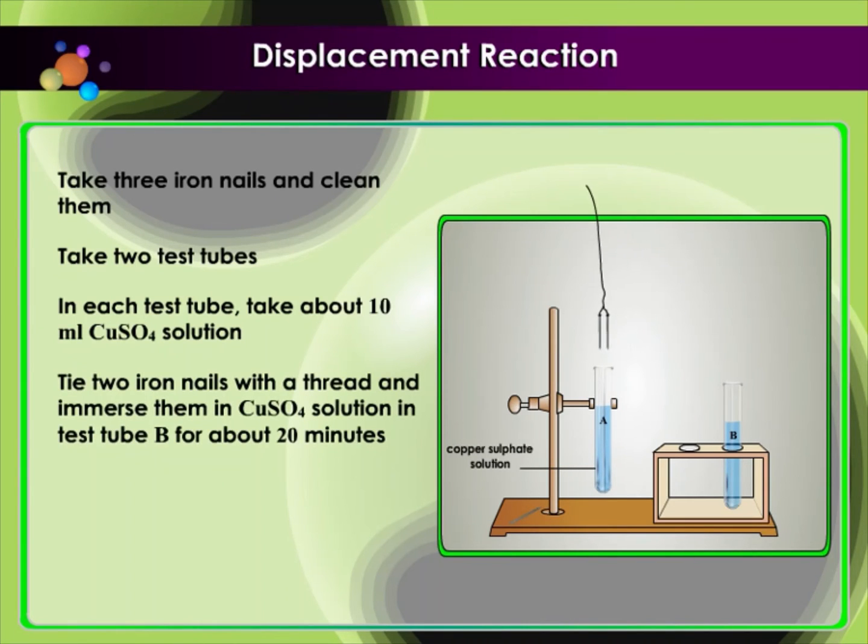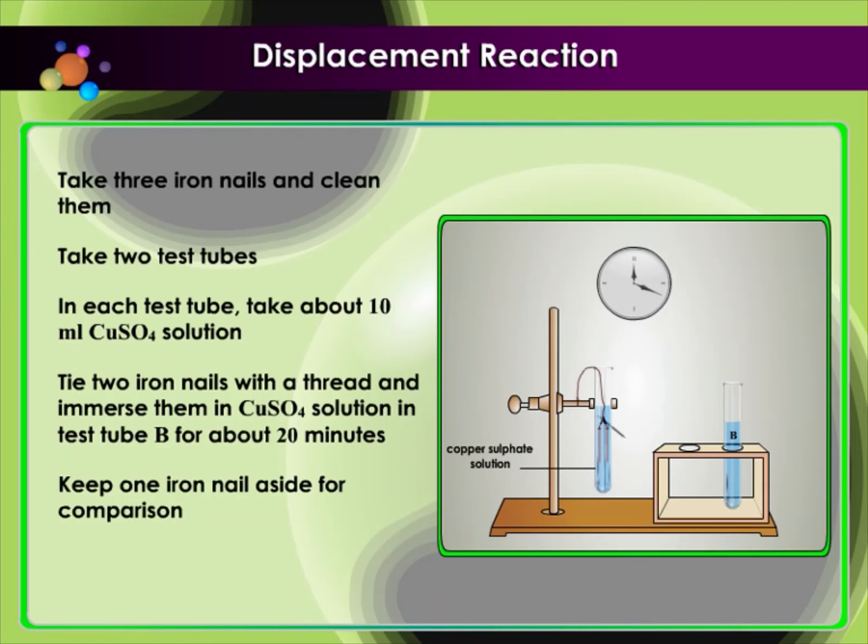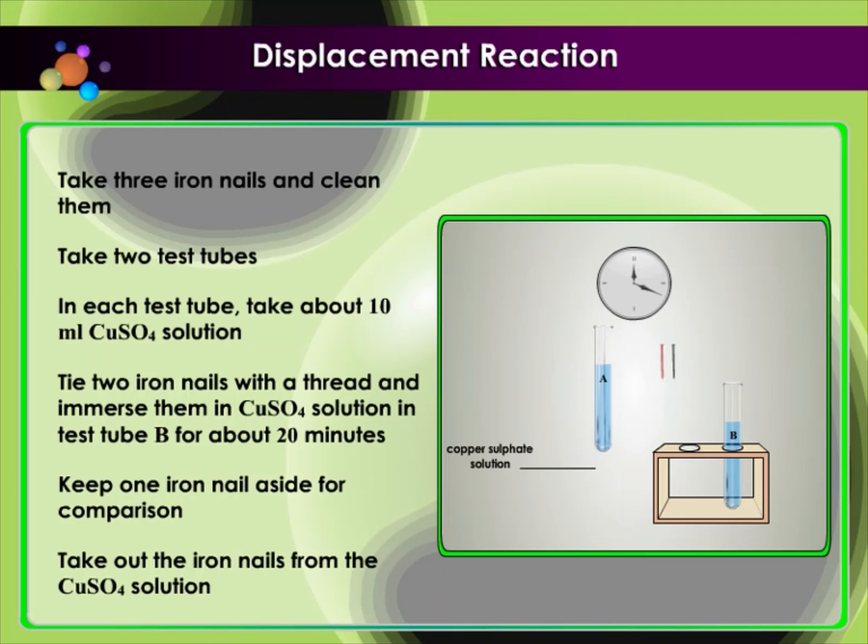Tie the 2 iron nails with a thread and immerse them carefully in the copper sulfate solution in test tube B for about 20 minutes. Keep 1 iron nail aside for comparison. After 20 minutes, take out the iron nails from the copper sulfate solution.